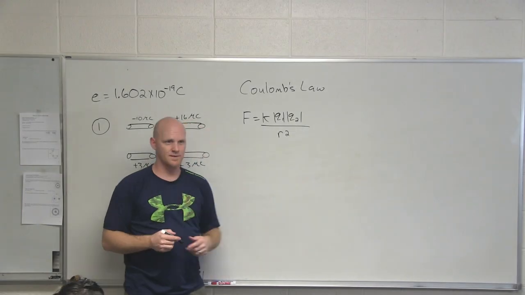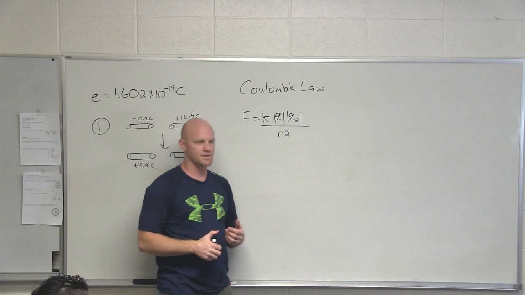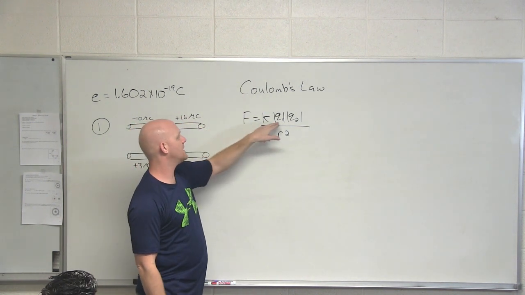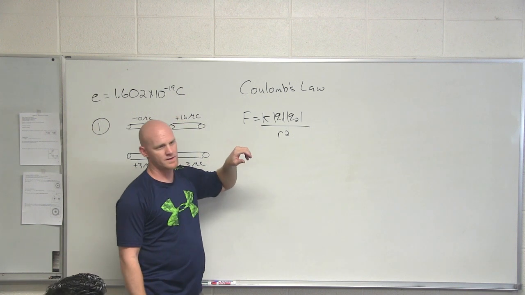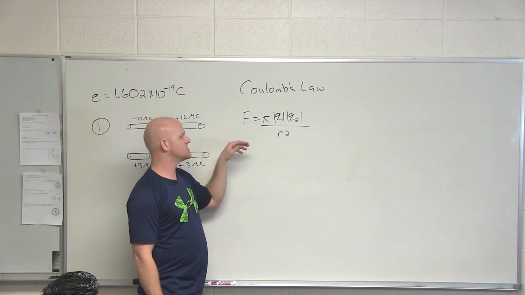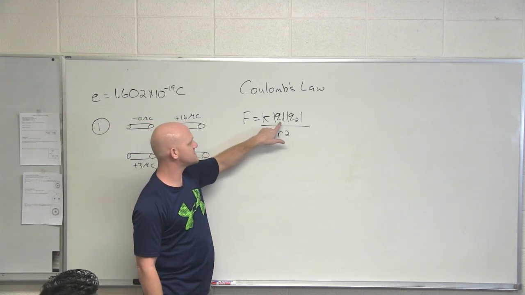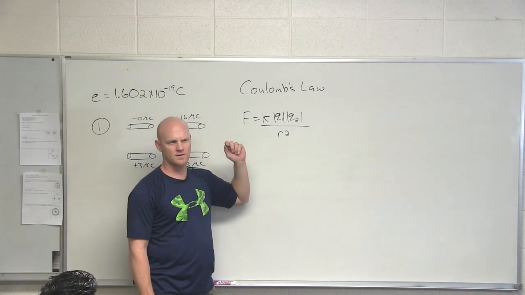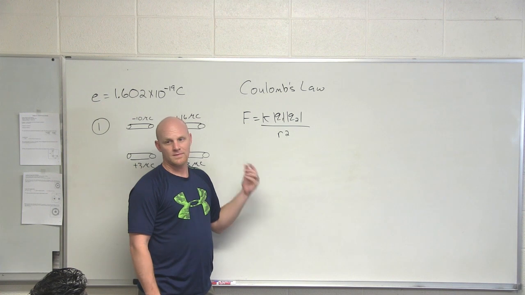Okay, take a look at one of the most important, if not the most important equation in the chapter, and that's Coulomb's law. So F equals K Q1 Q2 over R squared. This can be presented in a couple different ways. Your book actually presents it where it puts the value of the charges in absolute value brackets. Why so? Yeah, it can be positive or negative.